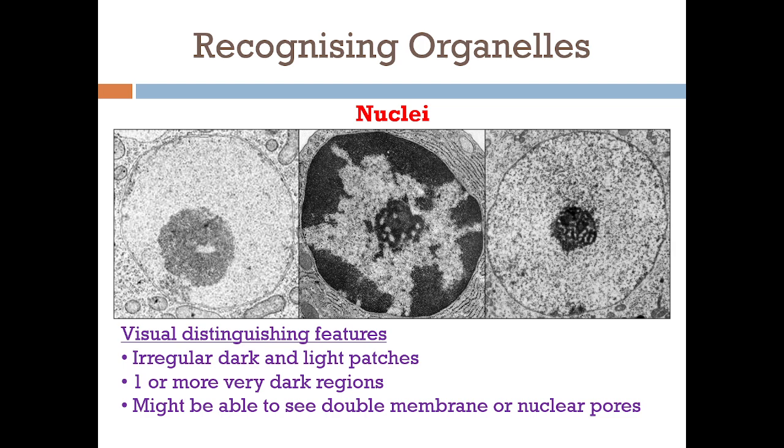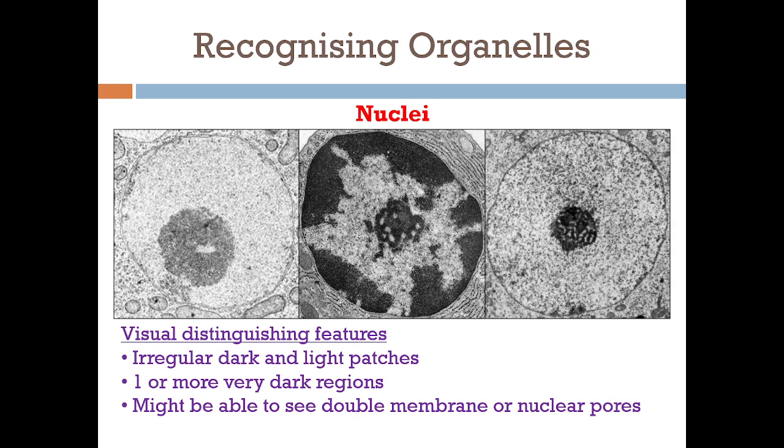Obviously, you can look at the size. If the electron micrograph shows the whole cell or a large part of the cell, then you can compare the size of the nucleus to the size of the cell, because the nucleus is usually the largest organelle. And usually within the nucleus, there would be one or more very, very dark regions, even darker than the dark patches that I mentioned just now. The very, very dark region would be the nucleolus. So if you can identify the nucleolus, then obviously the bigger organelle with the membrane would be the nucleus.